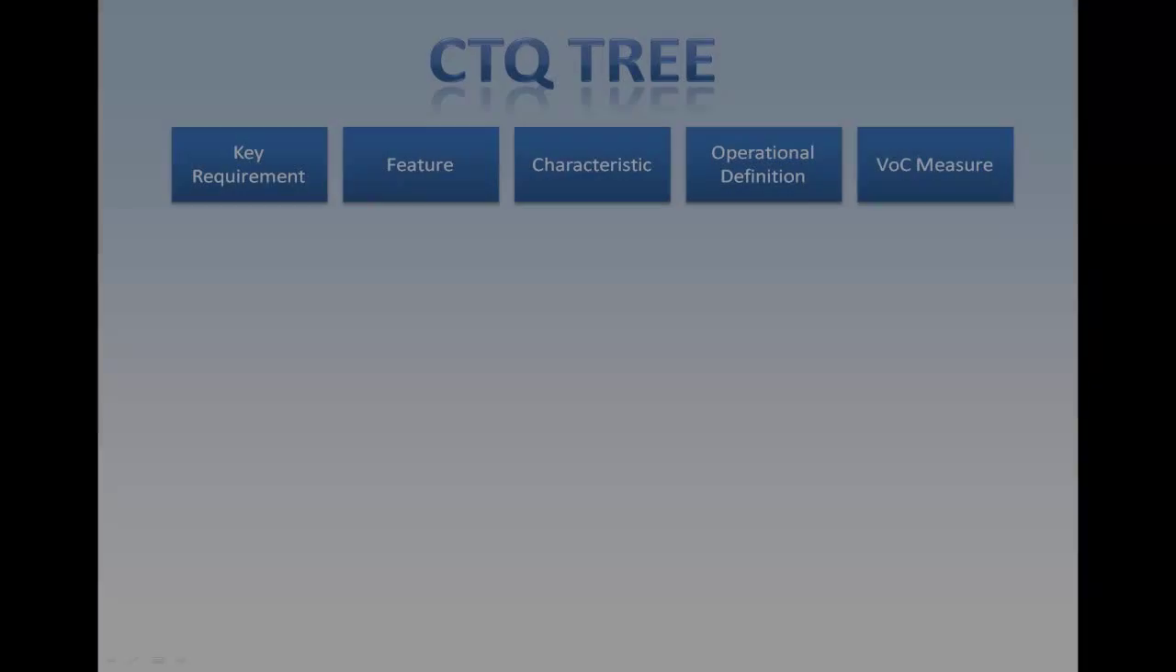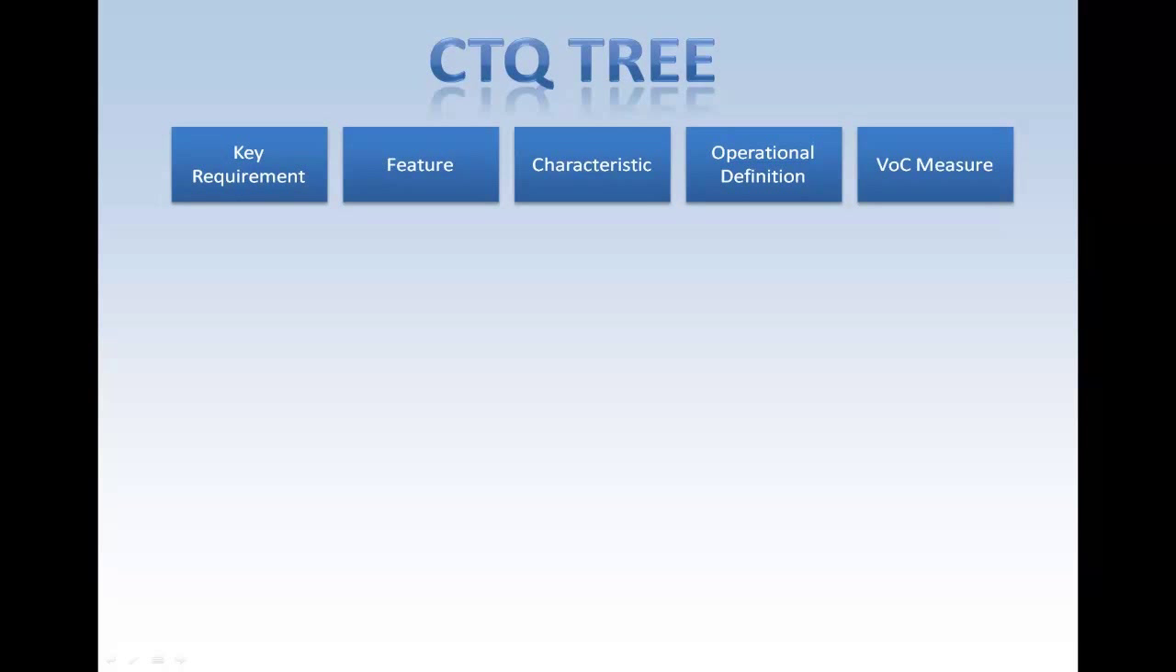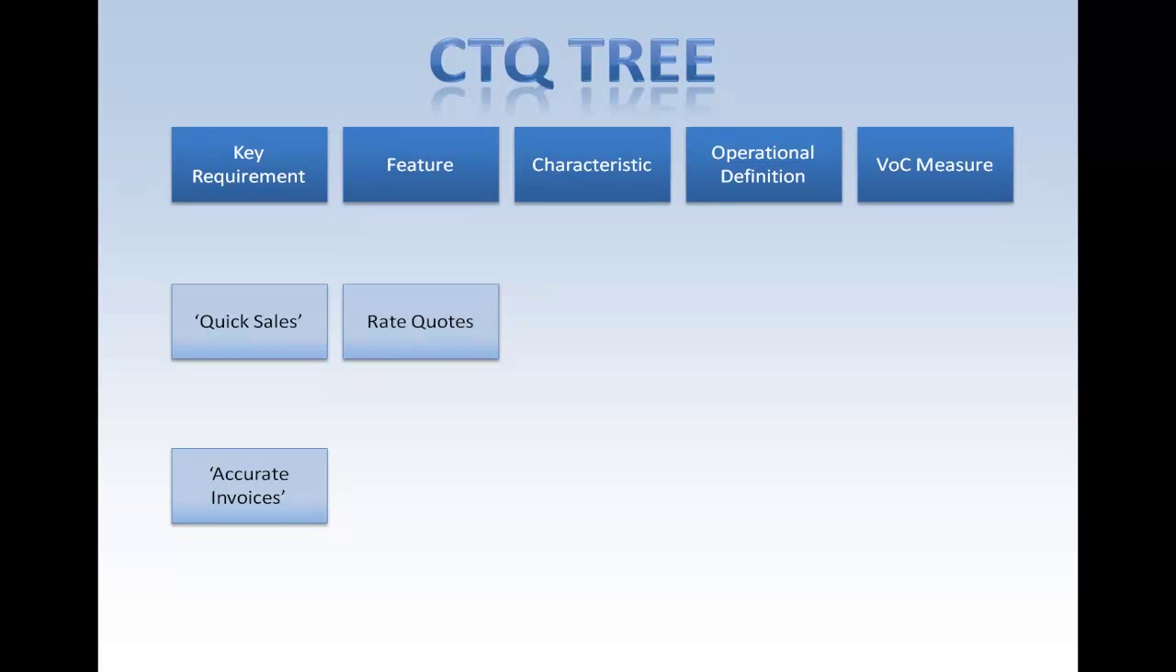Now that we've conducted the VOC session, it's time to use the customer feedback to create a CTQ tree. Firstly, through a VOC session, we found out that the key requirements for the customer were quick sales and accurate invoices. The feature that the customer wanted in the quick sales requirement concerned rate codes, while the feature regarding accurate invoices that the customer was interested in was the invoicing quality.